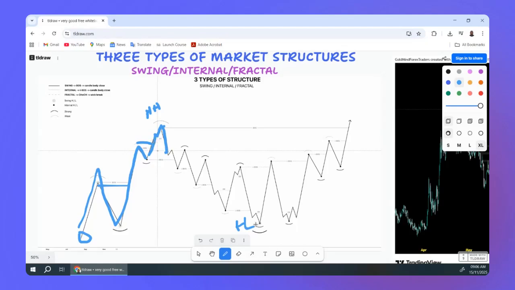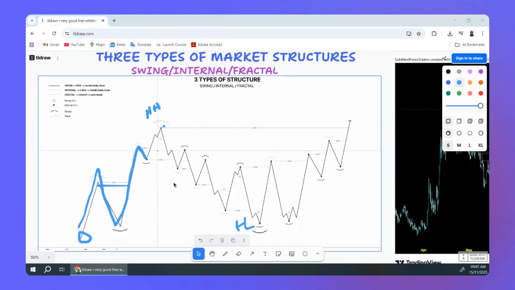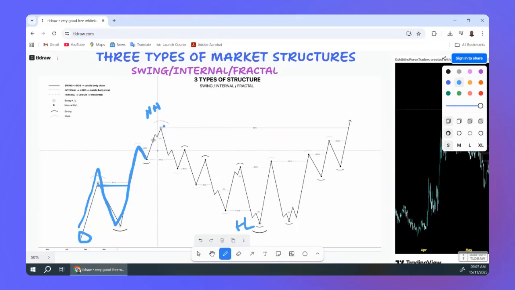We see a change of character, what we term as CHoCH. We see a very clear change of character here. So on this change of character, we are seeing the market is making a CHoCH, what we call a change of character. A change of character may signify that the internal structure pullback is starting. This could be our first signal that the internal pullback is starting.